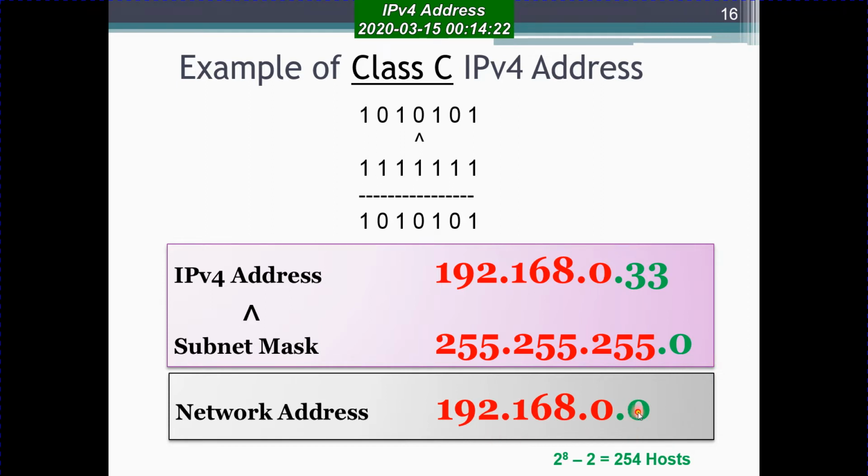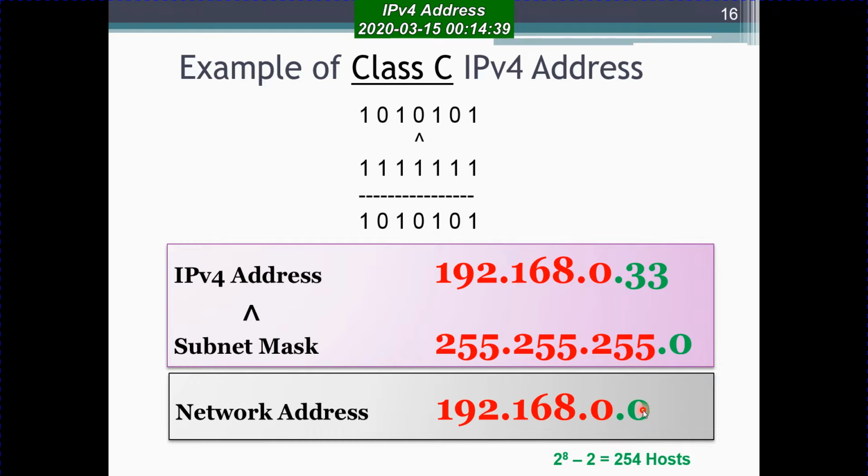How many bits are in the host address field? 8 bits, because the host address field now is only 1 byte, so we have 8 bits in the host address field, but still two combinations are not valid host addresses. You cannot use them to assign an IP address to a computer.